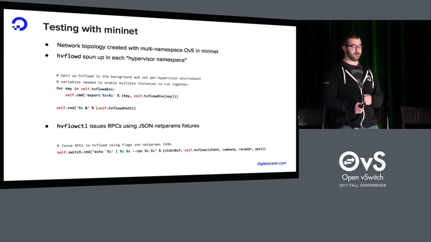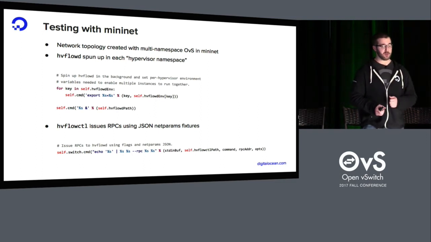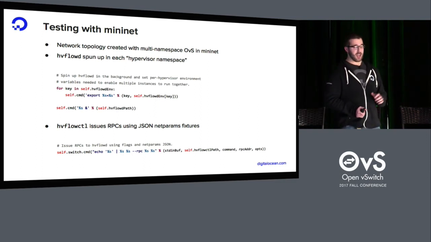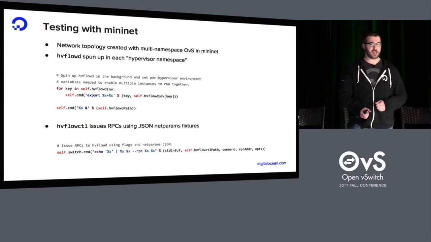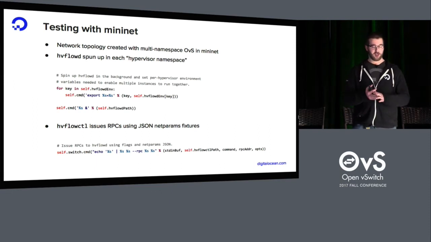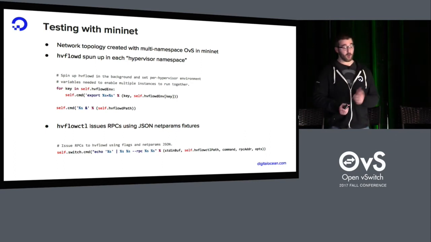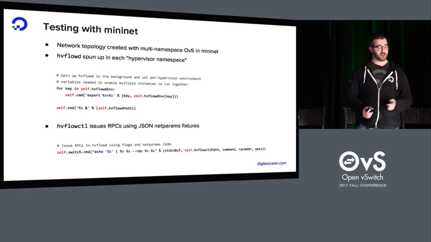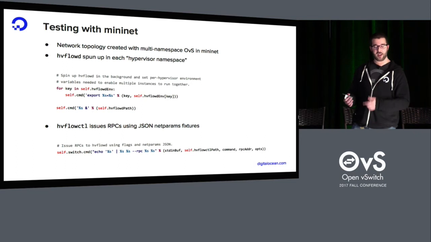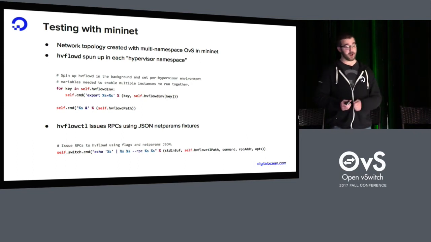To test with Mininet, we spin up this network topology with multi-namespace OVS. An HPFlow D instance is spun up in each hypervisor namespace. So we create it in the background and export a series of environment variables from a configuration to configure the daemon. Finally, we tell HPFlow CTL where to find the daemon using the RPC flag, and it issues RPCs within that context using JSON net parameter fixtures that we specify for our tests.